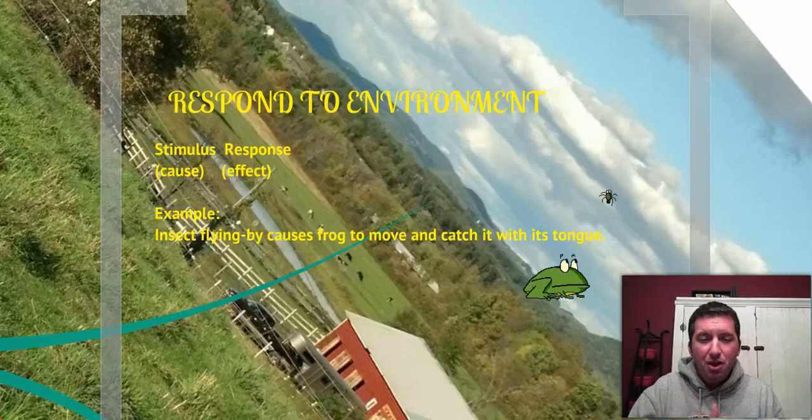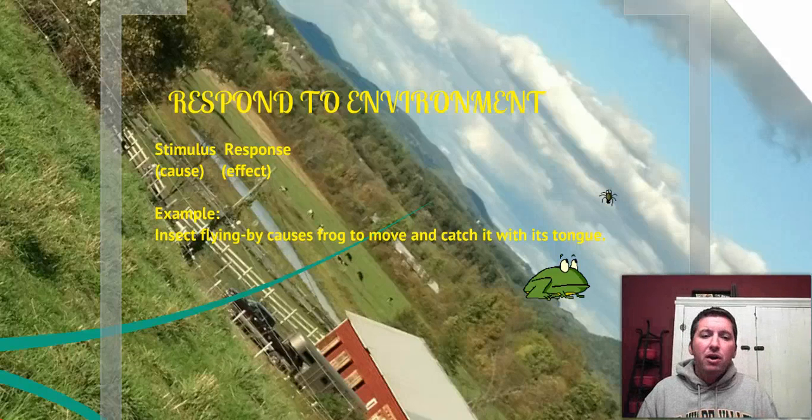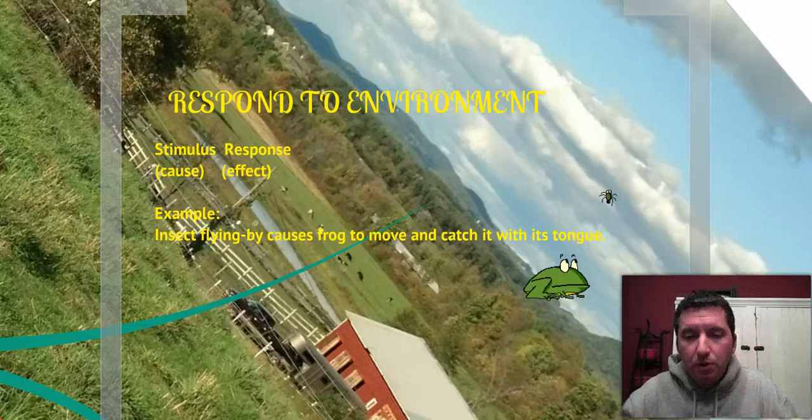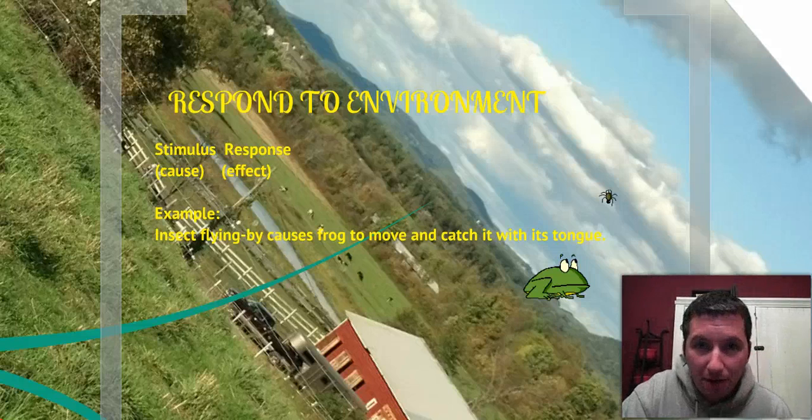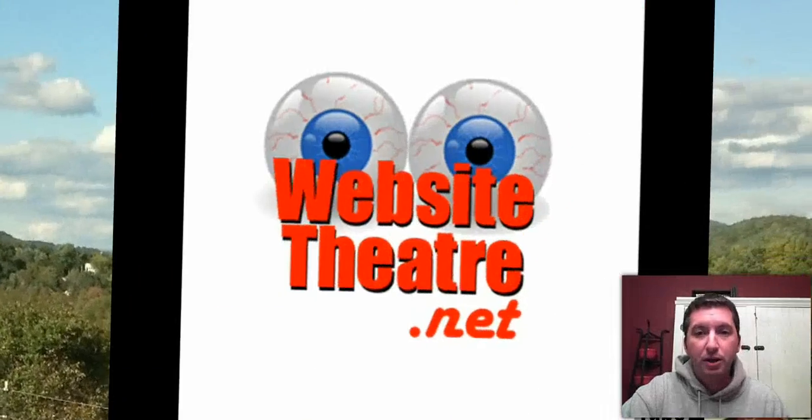Responding to the environment. Basically, think of it as stimulus response, cause and effect. An example: insects flying by cause a frog to leap forward and get an insect. Another example, we'll actually run a little experiment here at home. Show you a quick little video.